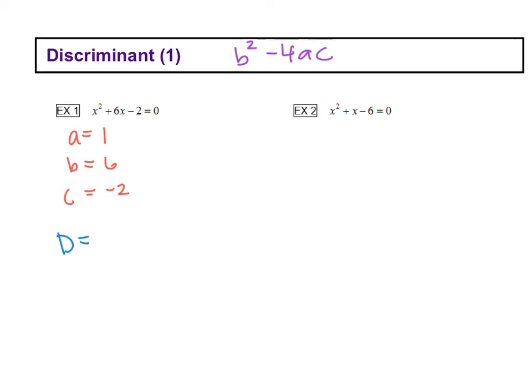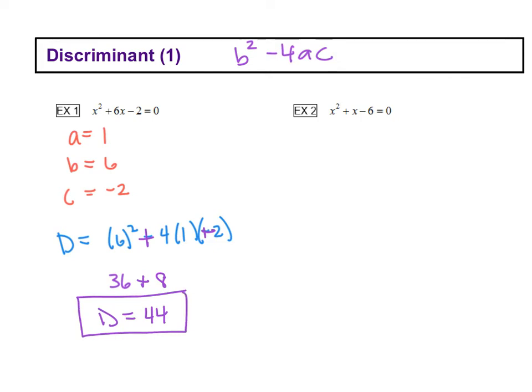Our discriminant is going to equal b squared, so 6 squared, minus 4 times a times c. Alright, so b squared is 36. And then what we have here is a negative 4 times a positive 1 times a negative 2. So what I notice are two negatives being multiplied, and anytime you multiply two negatives you get a positive answer, so I'm going to go ahead and change those to positives right there, because I know it's going to be 36 plus 4 times 1 times 2 is 8, so our discriminant is 44.